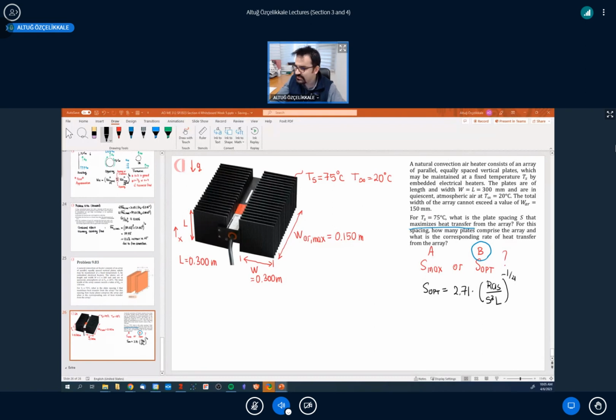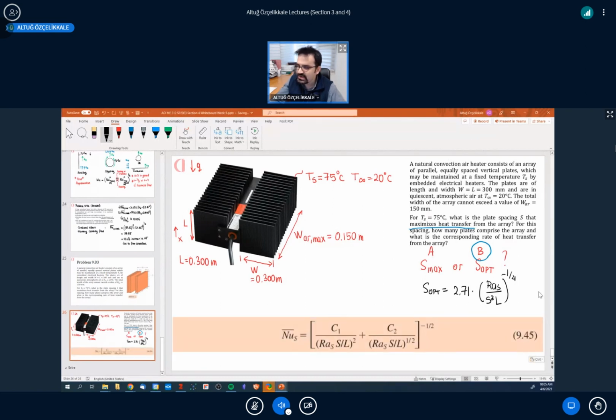How about the parameters we are going to use for equation 9.45? These are the parameters highlighted in the table. That's 576, and that's 2.87. That's right. Let me check. It has been a while since I took a look at that table. Yeah, okay, so 576, 2.71. Let me write in full what this is about. That's symmetric isothermal plates.